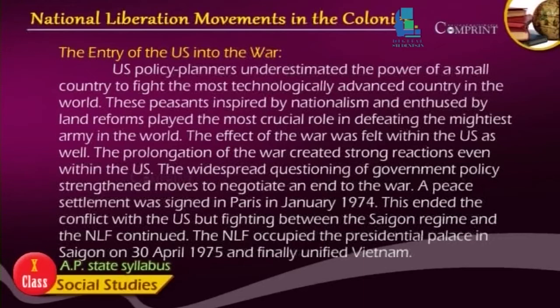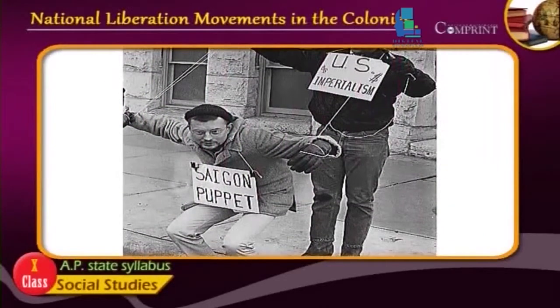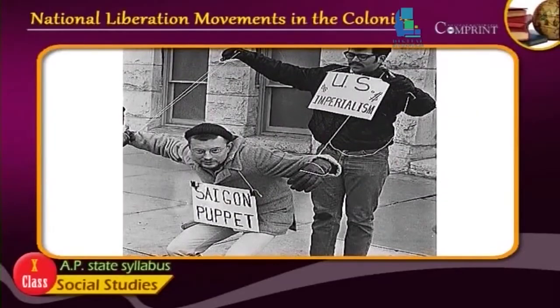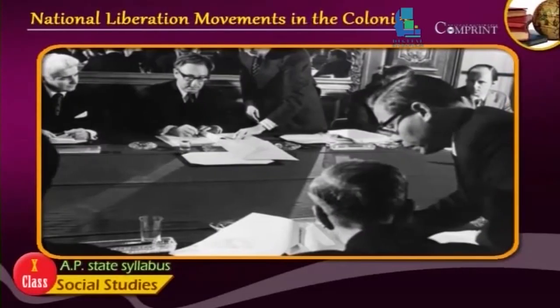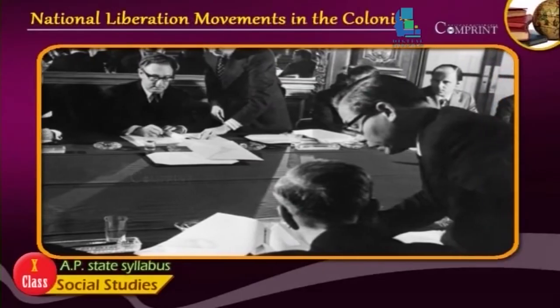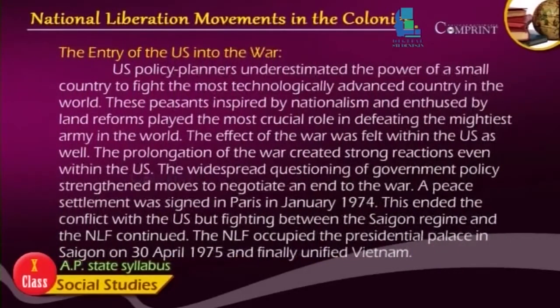The prolongation of the war created strong reactions even within the US. The widespread questioning of government policy strengthened moves to negotiate an end to the war. A peace settlement was signed in Paris in January 1973. This ended the conflict with the US, but fighting between the Saigon regime and the NLF continued. The NLF occupied the presidential palace in Saigon on 30 April 1975 and finally unified Vietnam.